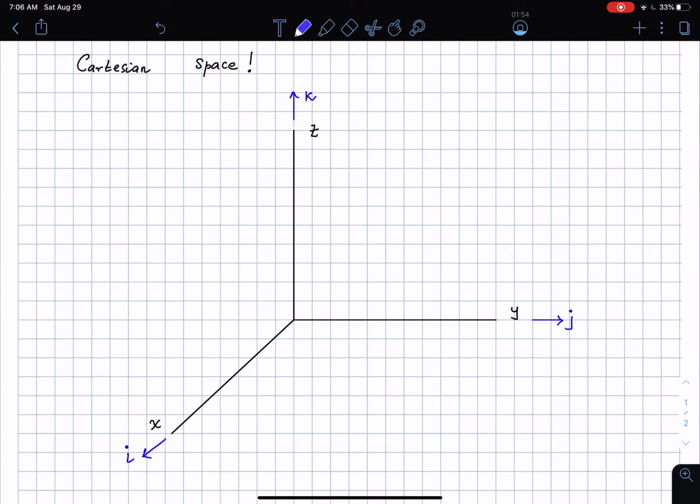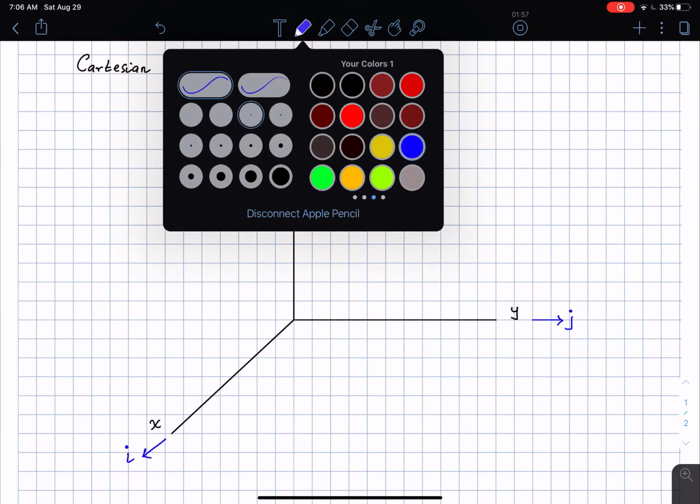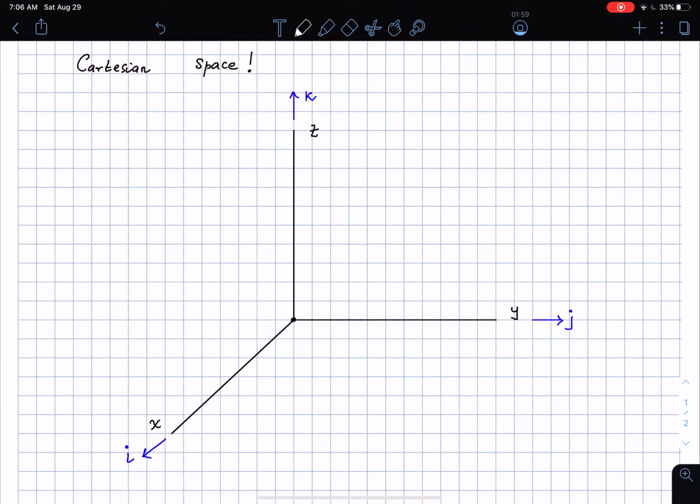Now the coordinate frame has an origin, right? And I'm going to call that point the point O. So this is the origin. The location of the origin is fairly straightforward. The coordinates of the origin are 0, 0, and 0.